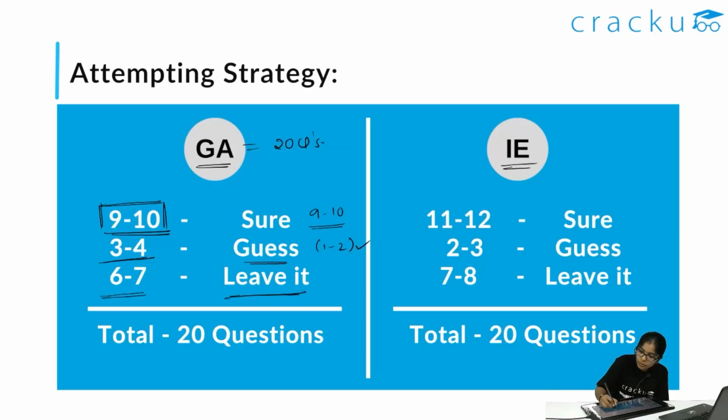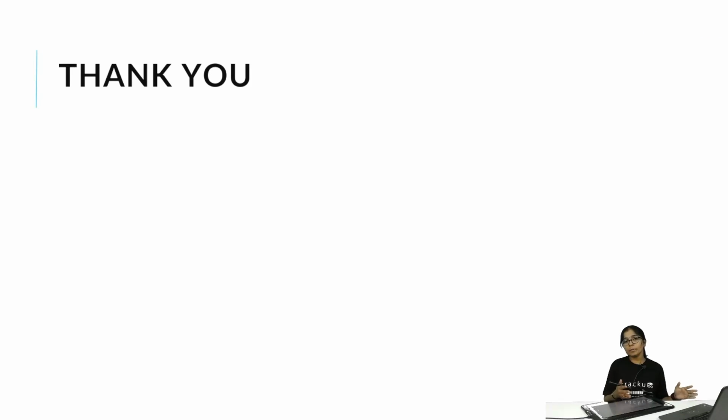And coming to innovation and entrepreneurship questions, prepare in such a way that you can attempt at least 11 to 12 sure questions and make a guess on 2 to 3 questions. The remaining 7 to 8 questions, you can leave if you are not sure. By following this kind of strategy, you can score at least 80 marks in your CMAT GK. So try to prepare accordingly.